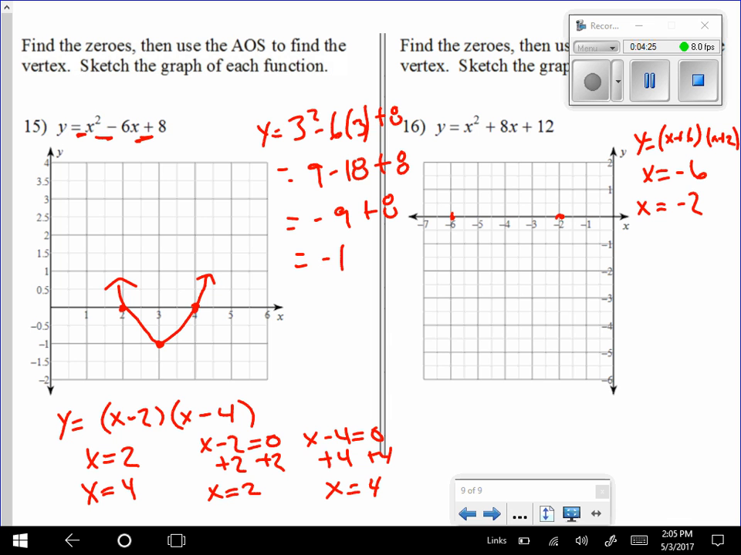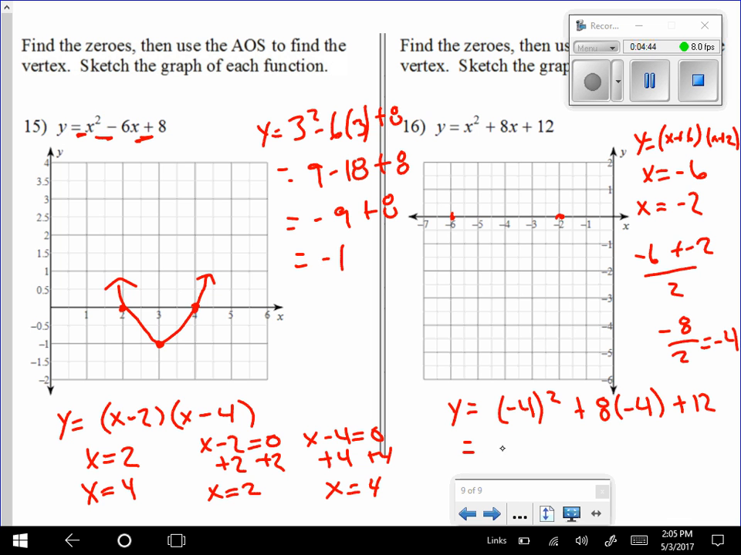Okay, so you could probably figure out what's between there just by looking. But -6 plus -2 divided by 2, -8 divided by 2, which is -4. That's our x value of our vertex. Plug it back into the function. Oops, that should be 32. -16 plus 12 equals -4. So -4, -4.